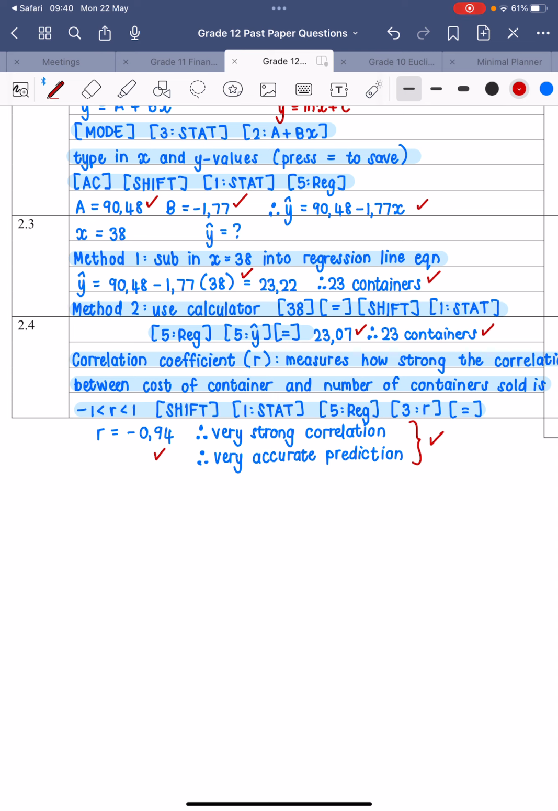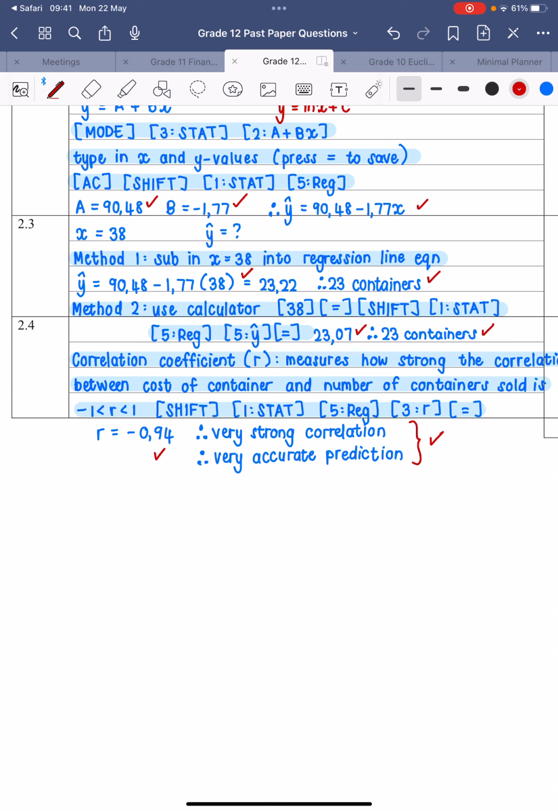Okay, this is a question that has been coming up more frequently in the past few years. In the past, they always just used to ask you to calculate R and then say, comment on the correlation. So then you would say, it's a very strong negative linear correlation, right? And that was it. Now they're actually getting more into the interpretation of it. What does it mean if the correlation is very strong? That means that the prediction is very accurate.